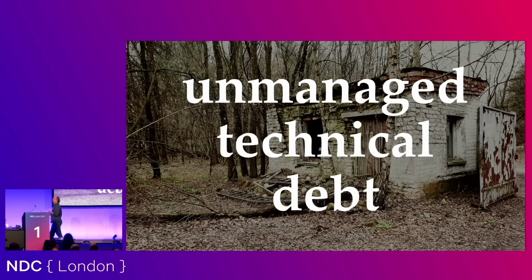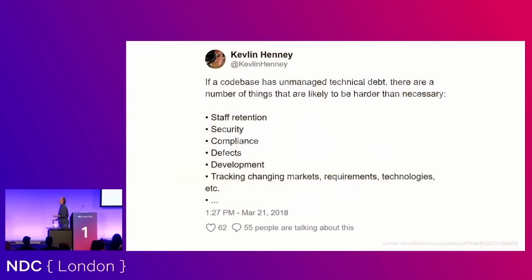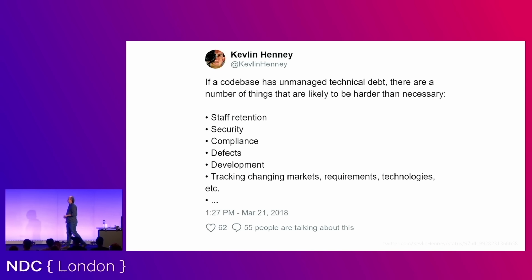So for me, I'm interested in this. And what are the consequences of this? Well, what do we have? If you do this, you will have staff retention problems. You'll have potential security problems. Because if you're saying we have unmanaged technical debt, you're basically saying, who knows what our code is like? We don't have full knowledge of it or full control of it.